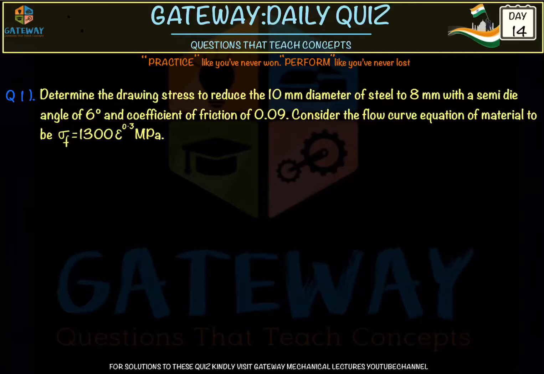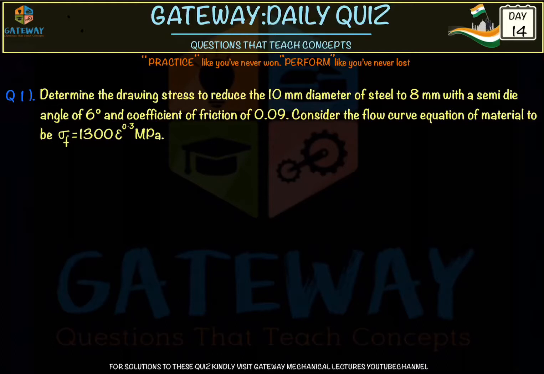Determine the drawing stress to reduce the 10 mm diameter of steel wire to 8 mm with a semi-die angle. They are applying a drawing operation with a semi-die angle of 6 degrees, and the coefficient of friction is given as 0.09. Consider the flow curve equation of the material to be given. The flow curve equation is also given: sigma F is equal to 1300 epsilon power 0.3 megapascals.